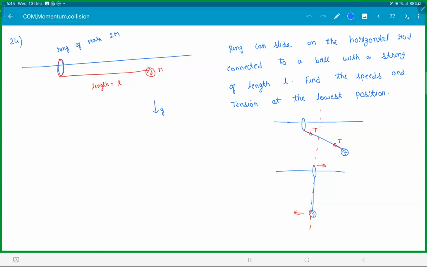Everyone should try. Answers, everyone. Find the speeds and the tension. Okay. Get the tension. I will have to check, I don't know. Try. 2 more minutes.